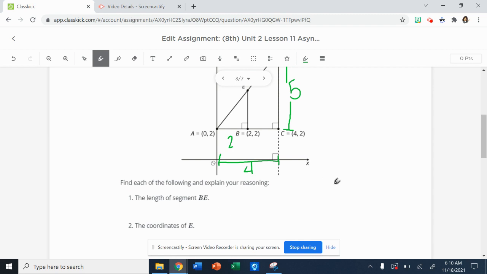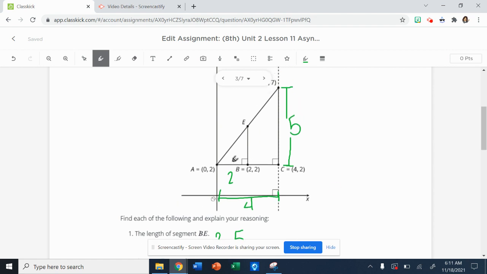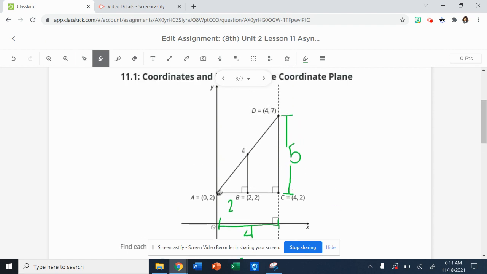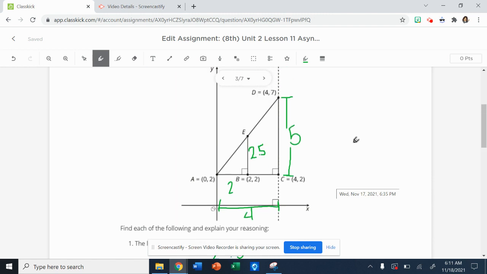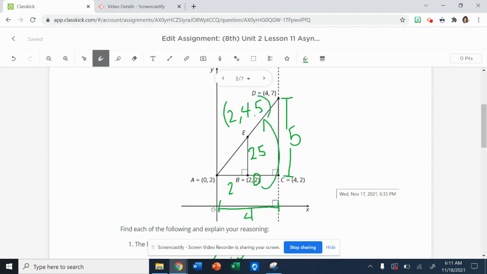So you should have noticed that BE is 2.5, and the reason is that the scale factor between triangle ABD and triangle ABE is 2. And so 2.5 is half of 5. And that means that the coordinates of E need to be 2.5 higher than B, right? Because the distance between B and E is 2.5. And so the coordinates, the X value stays the same, but the Y is 4.5 because we added 2.5 to the Y value.